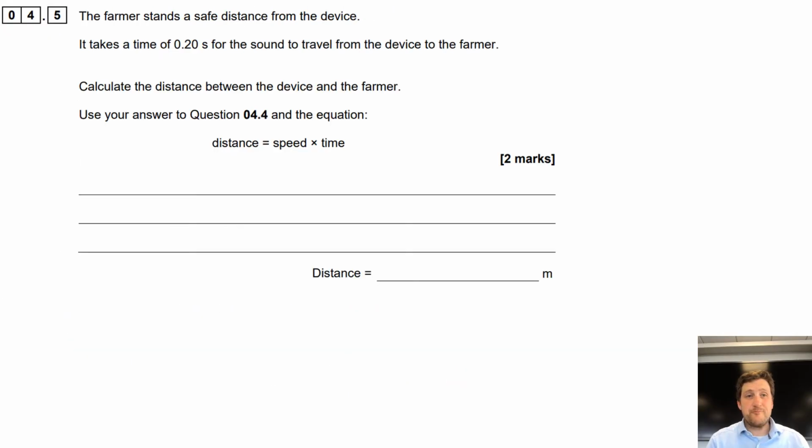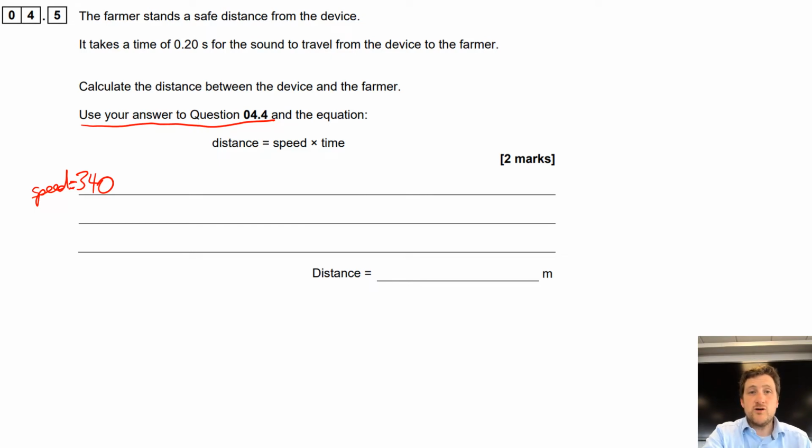meters per second. Now, for this question, if you notice, it says use your answer to question 4.4. We've got that. That was our speed equals 340, okay? What that means, though, is even if you get that wrong, you can still use the speed from the previous question. So you've still got to use that. So it's worth choosing a number and answering 4.4, okay?